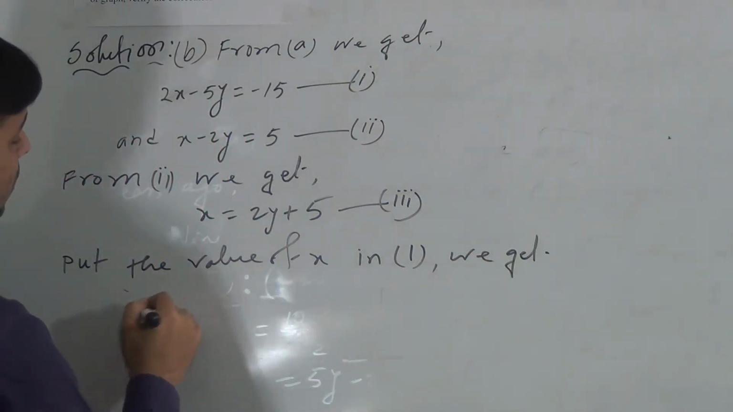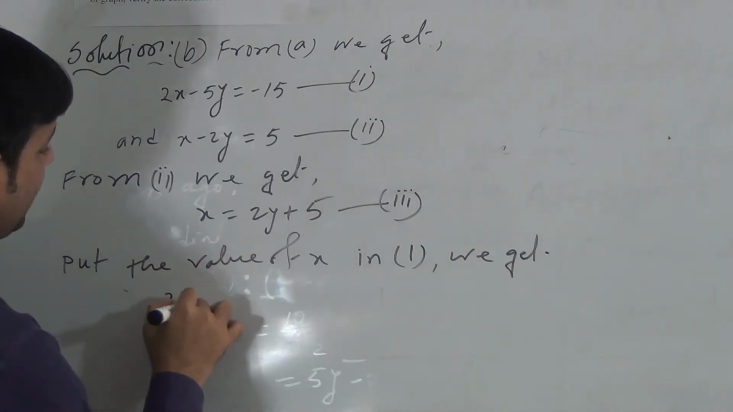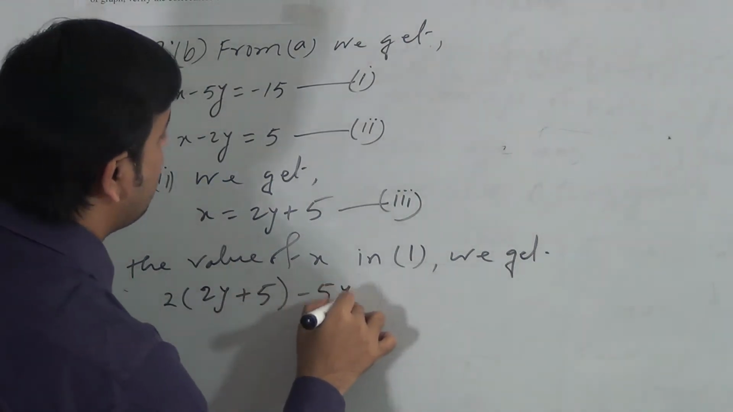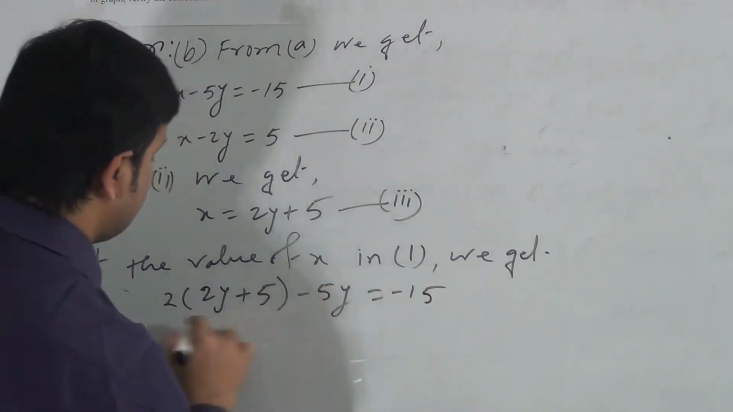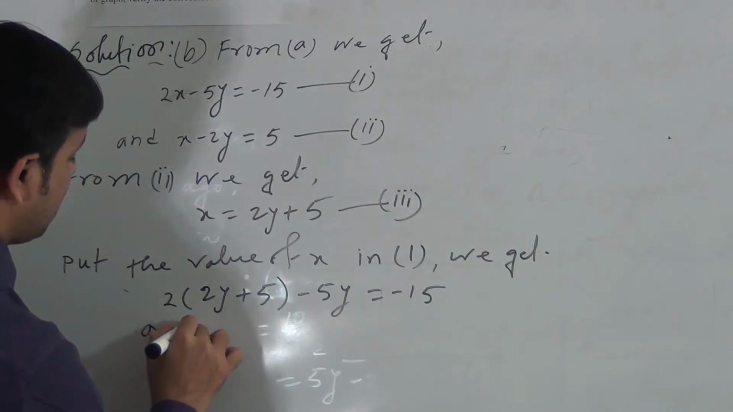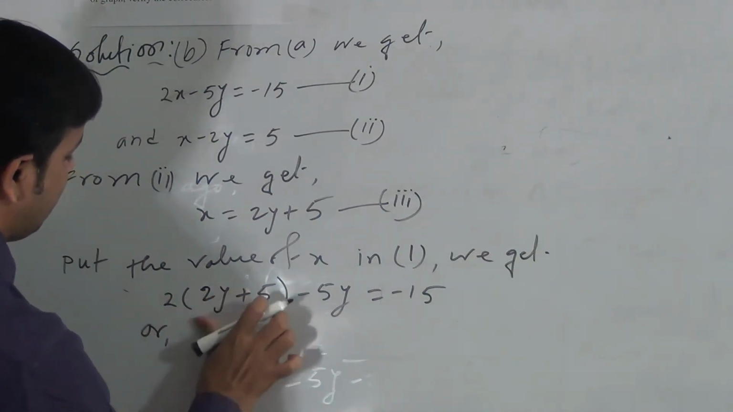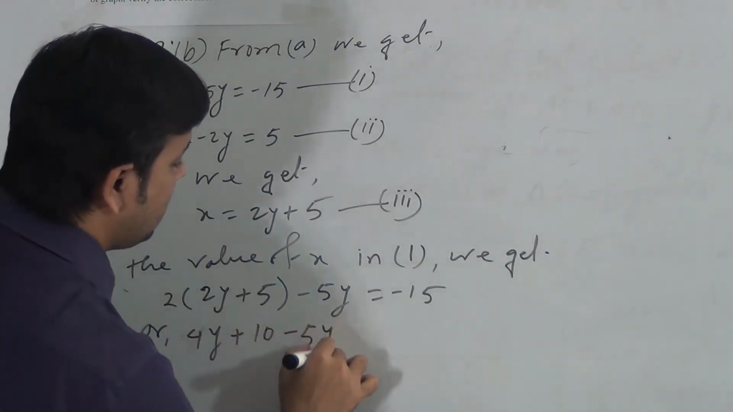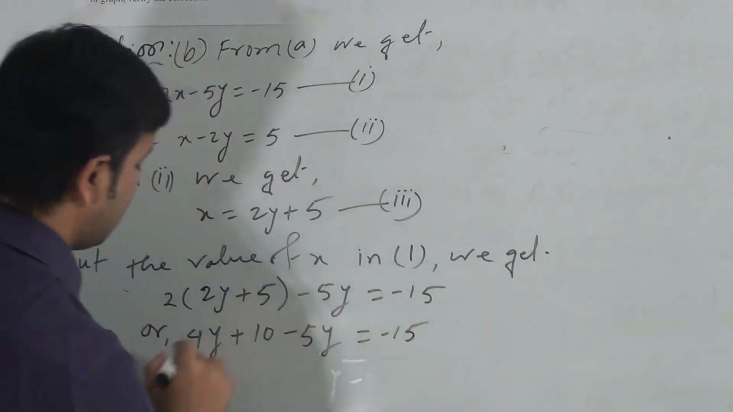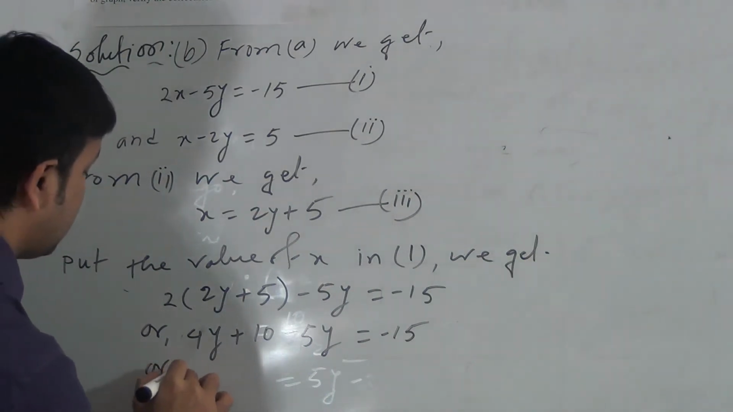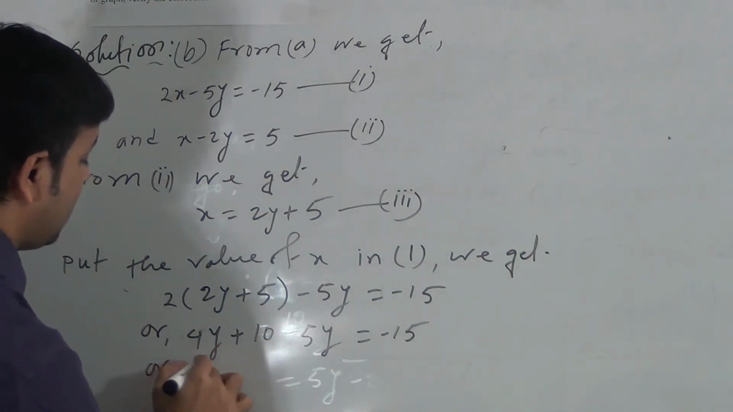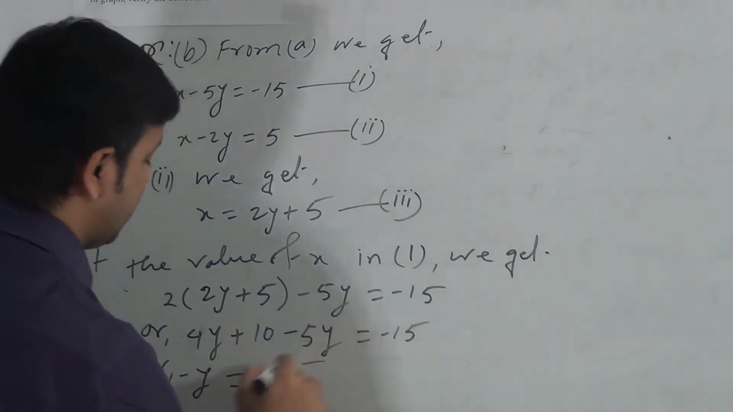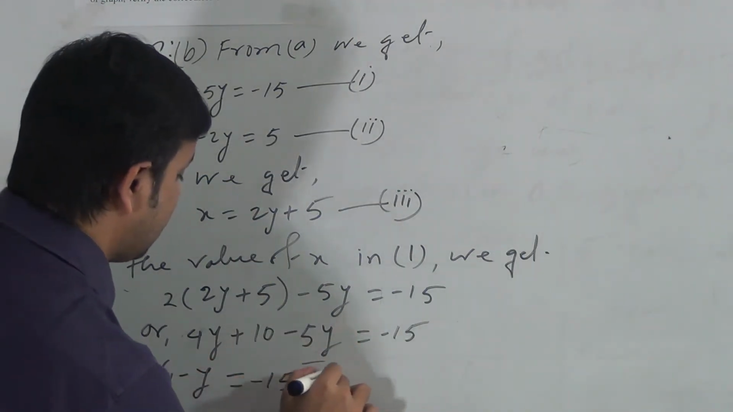Then we get 2 into 2y plus 5 minus 5y equal to minus 15. So we can calculate here, 2 2s are 4. So we can write here 4y plus 10 minus 5y equal to minus 15. So we can write here minus y. 4y is positive, 5y is negative. So if we calculate, we will get minus y. And this will be minus 15 and minus 10.